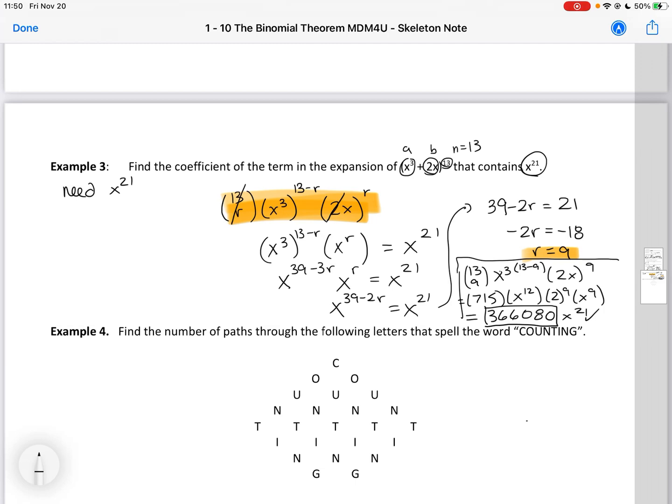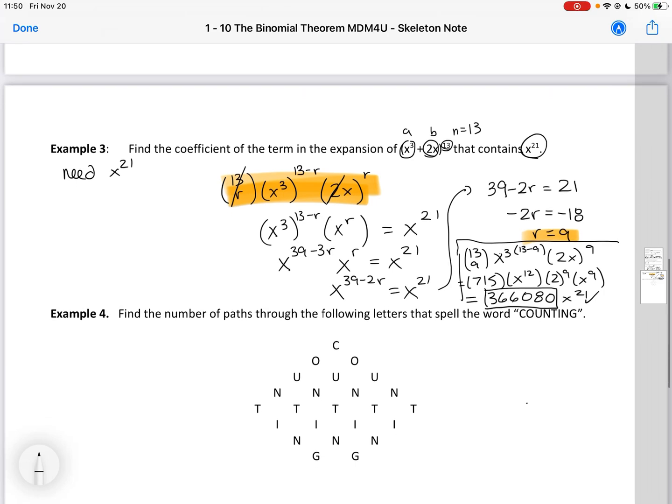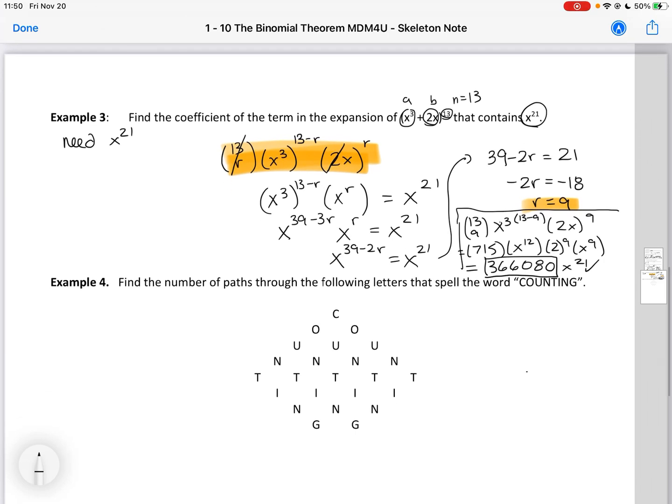Okay, we're going to do one more example, which sort of ties back into Pascal's triangle and counting the number of pathways. We're going to find the number of paths through the following letters that spell the word counting. So I'm going to start with C. I know that my next letter has to be O, and there is one way to get there. My next is U, and I've got one way, two ways, and one way. And I'm going to keep adding them up here.